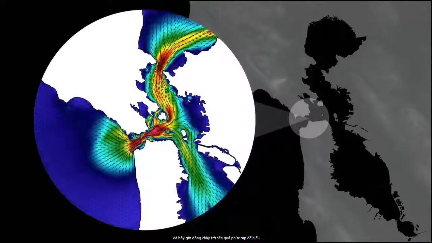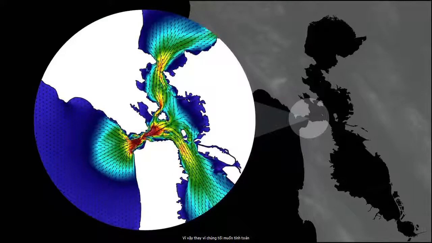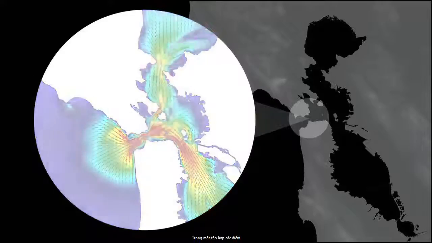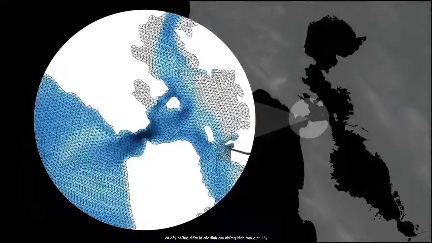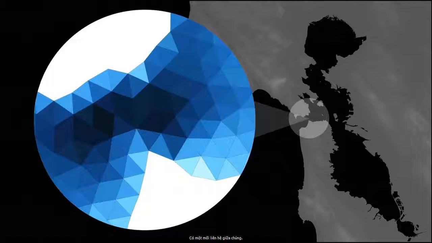Now, the flow is much too complex to understand and compute the velocity in every single point. So instead, we're going to be computing the velocities in a set of points distributed throughout the domain, and here the points are the vertices of these triangles. Now, through the laws of physics, we can relate the velocity in each of these vertices to velocities in neighboring points. There's a relationship between them. If there is a relationship, there must be an equation, and if I have a whole bunch of these equations, what do I get? The matrix.